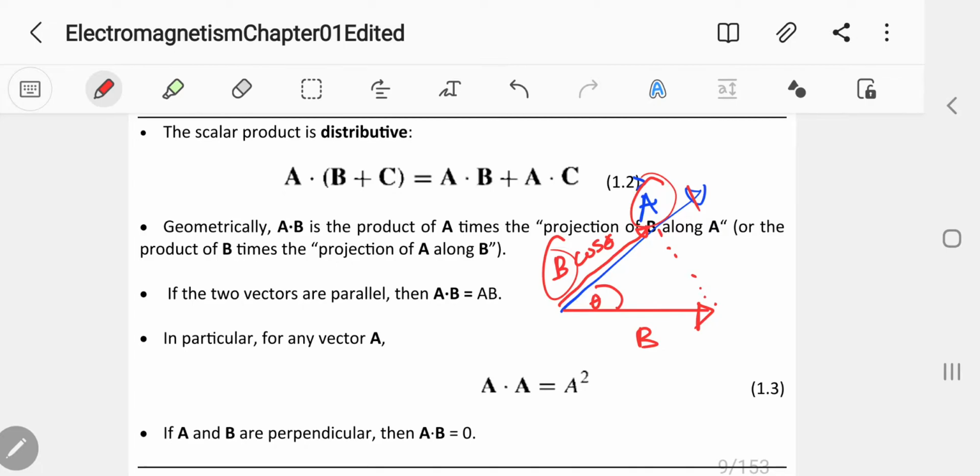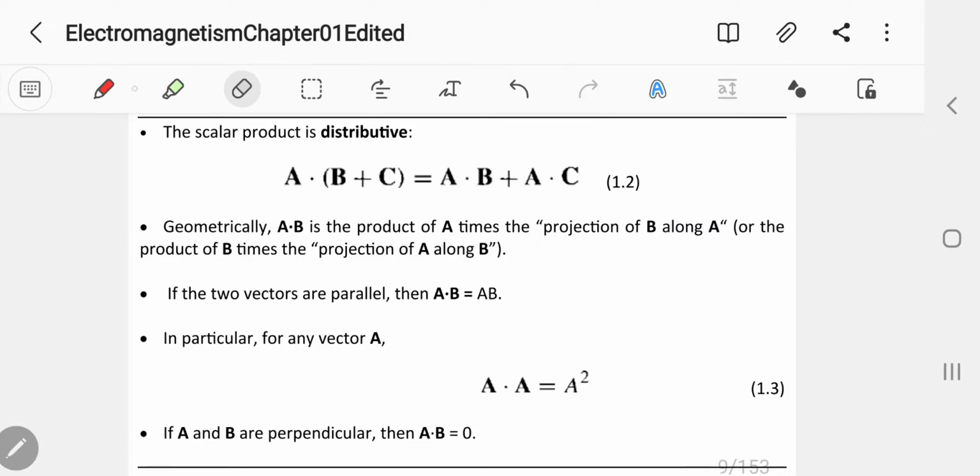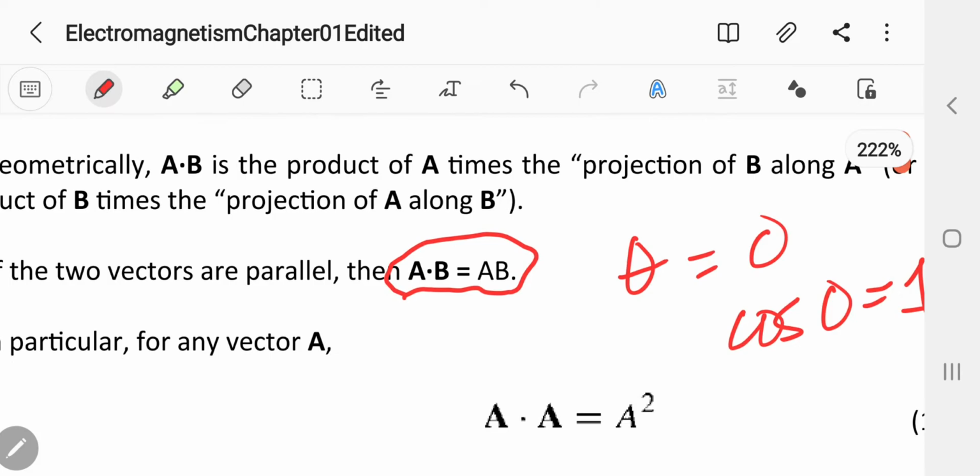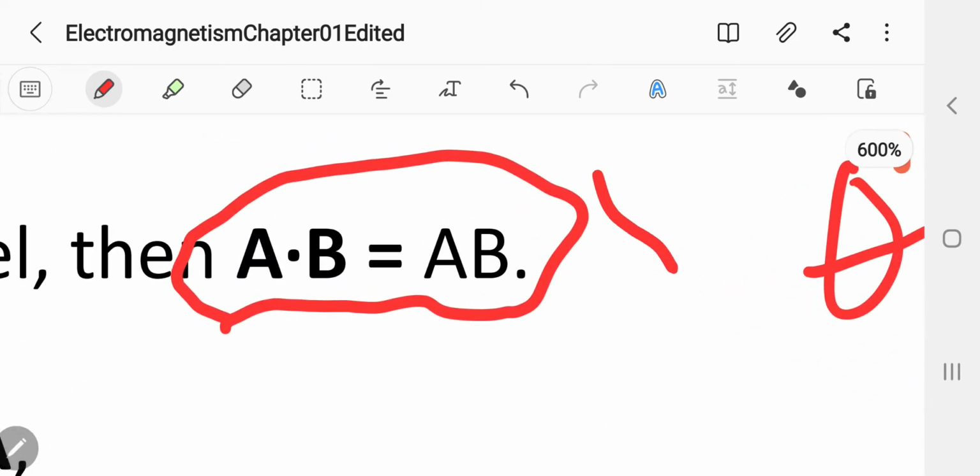So when the two vectors are parallel, what does it mean? Two vectors are parallel. This means that they are in the same direction. So theta is equal to 0, but cosine 0 is equal to 1. So therefore the dot product of two parallel vectors is just A dot B equal to the product of the magnitudes.